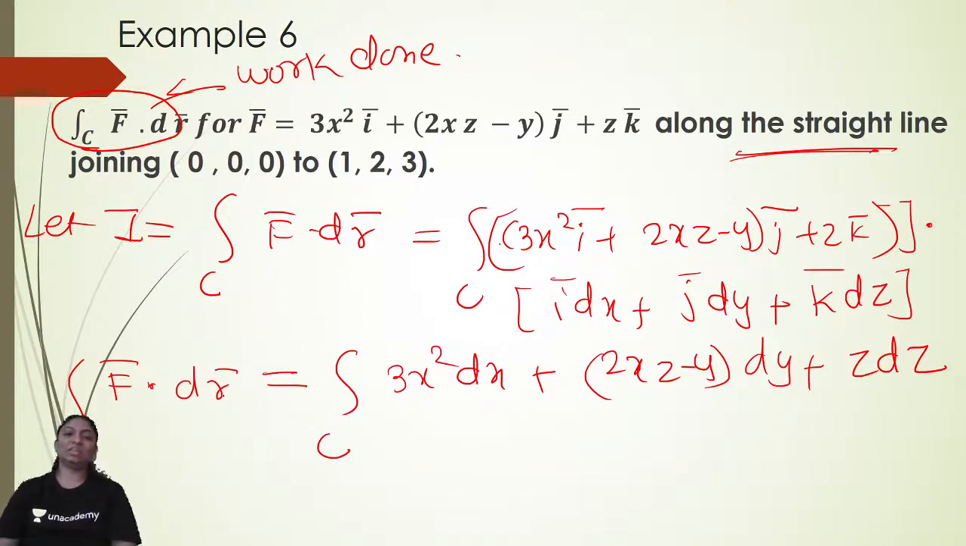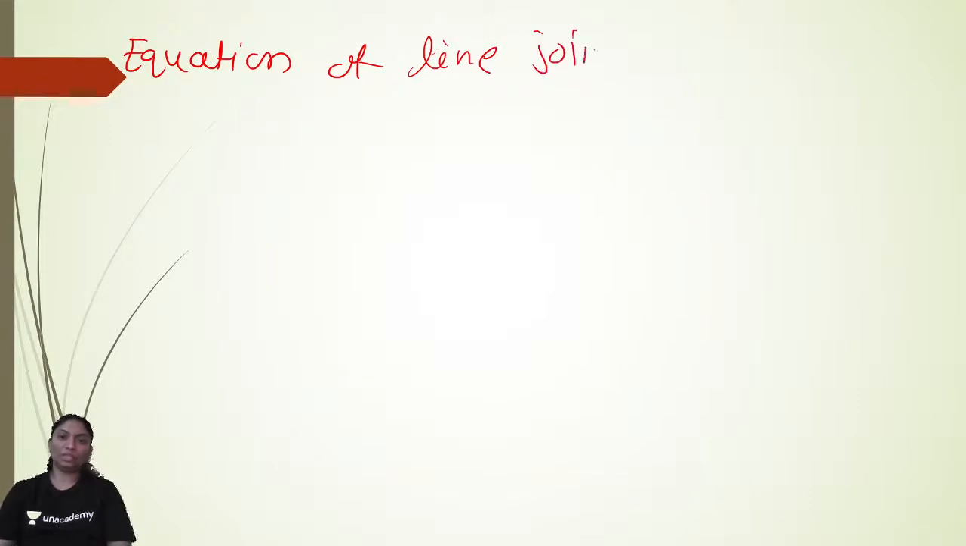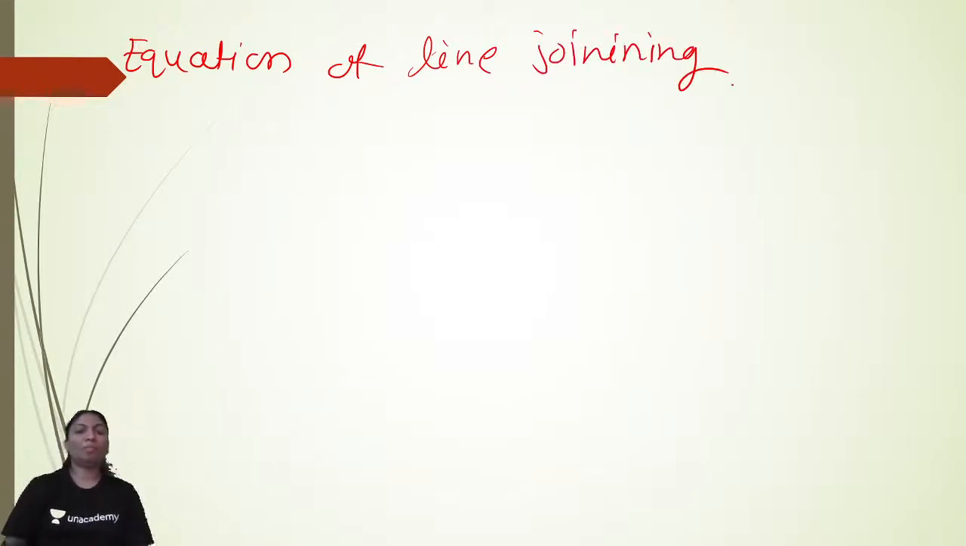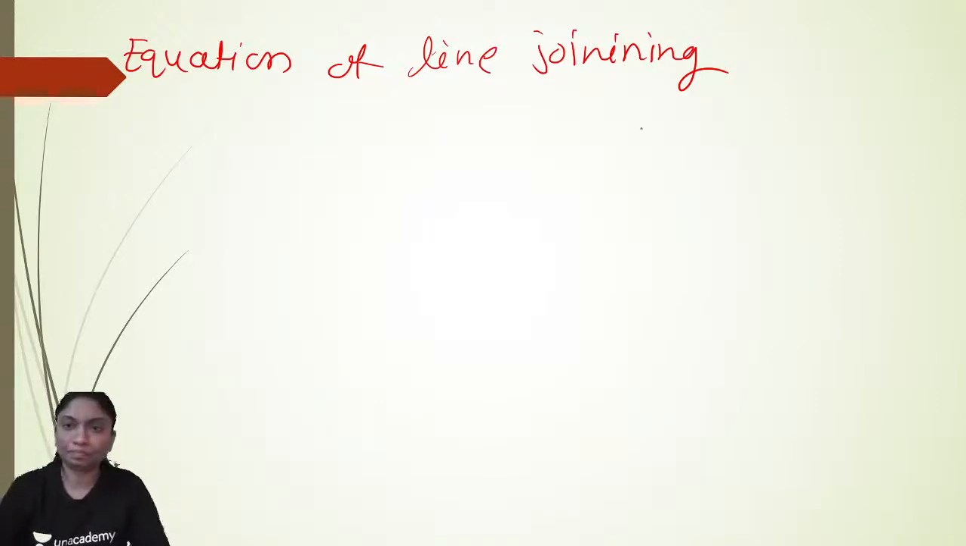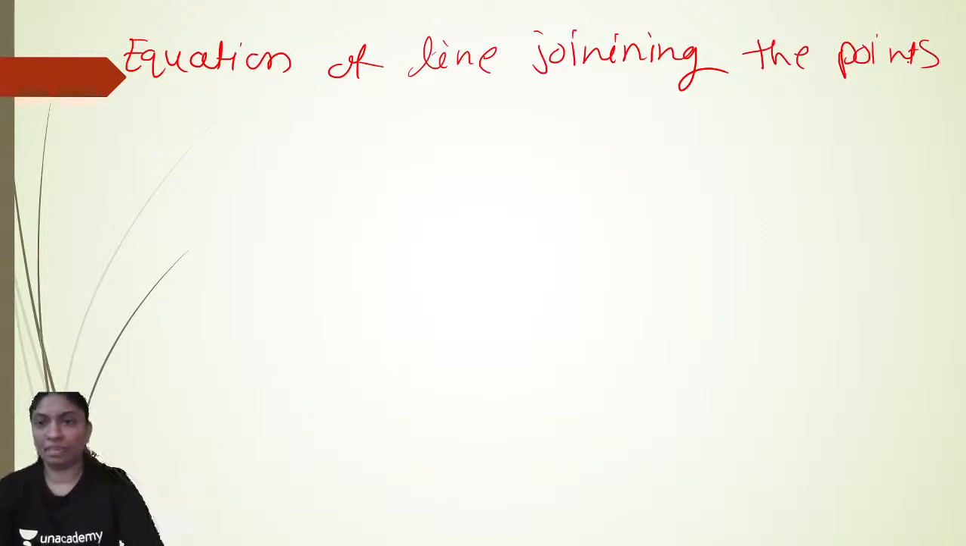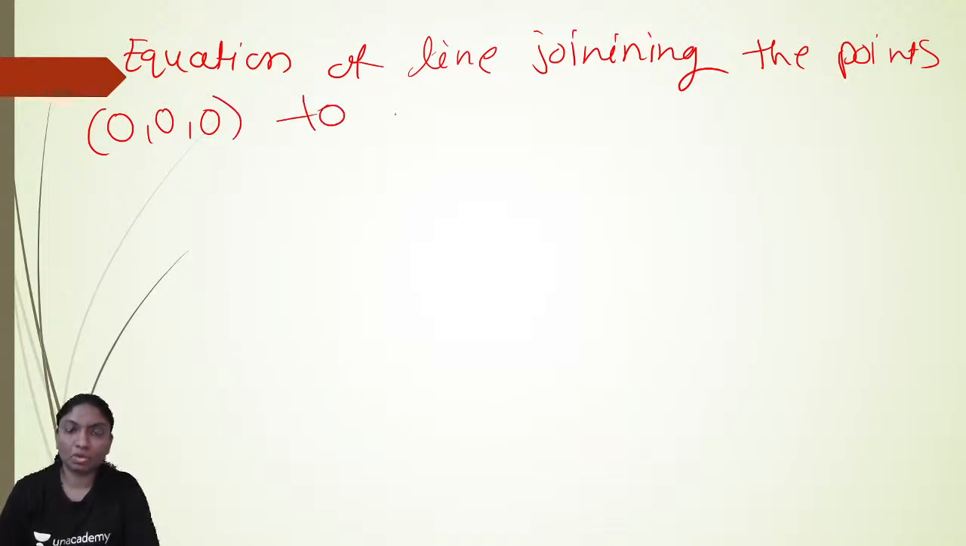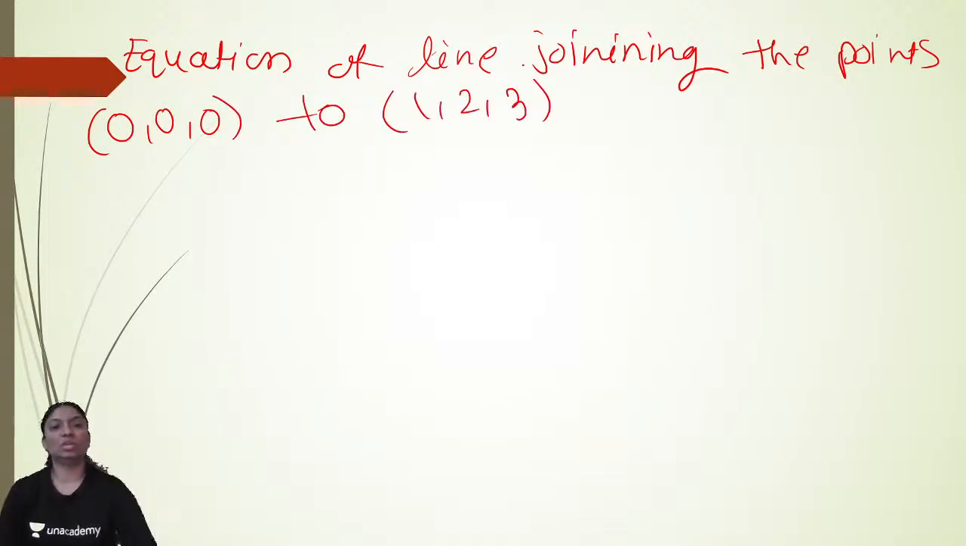Now the points are given, and the path of integration is a straight line joining the points, so we will find the equation of a line. The equation of the line joining the points x0, y0, z0, that is 0, 0, 0, and 1, 2, 3.